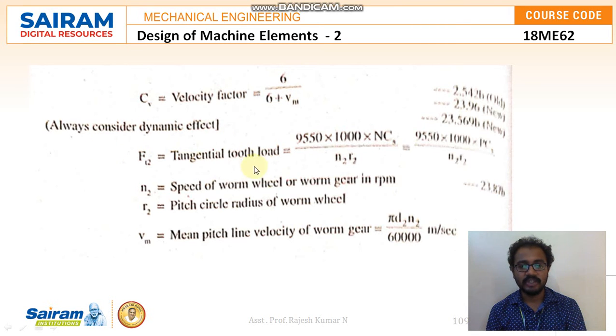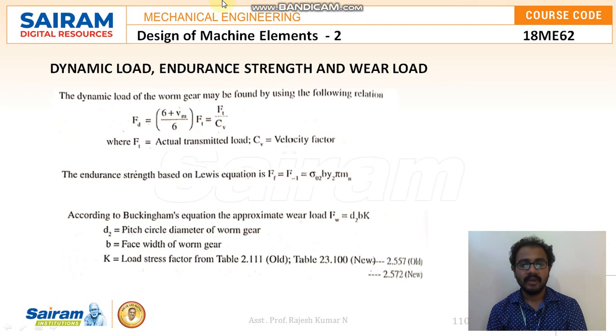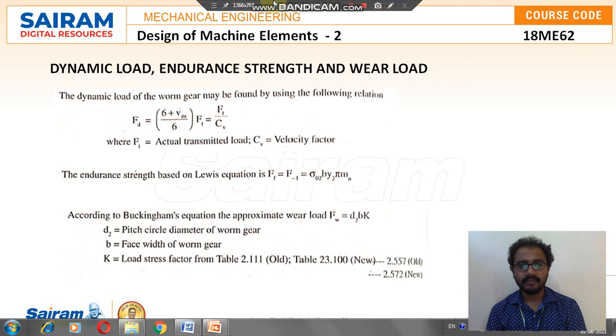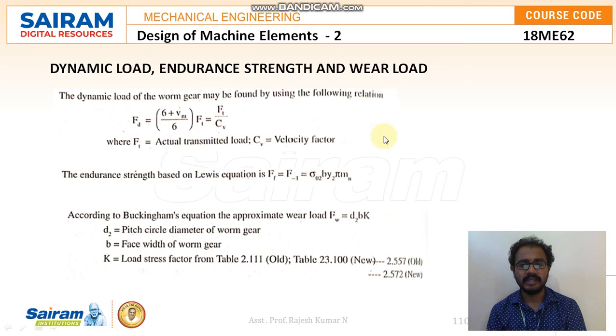So the FT2 tangential tooth load will be equal to 9550 into 1000 into power into service factor divided by N2 into d2, as usual for the worm wheel. And Vm is nothing but the mean pitch line velocity of the worm wheel, which is pi d2 n2 by 60,000 meter per second. Then moving to the next one, that is dynamic load, endurance strength and wear load.